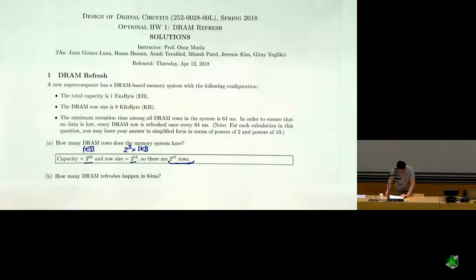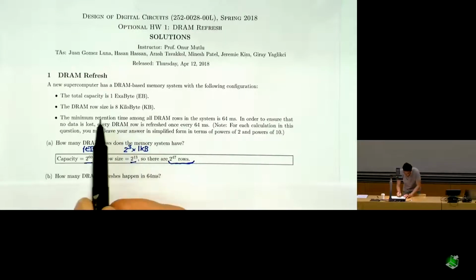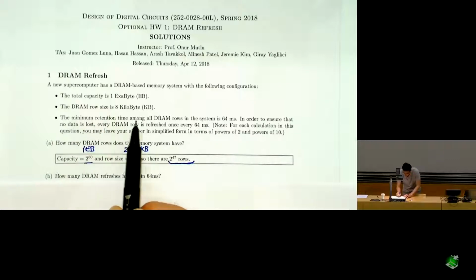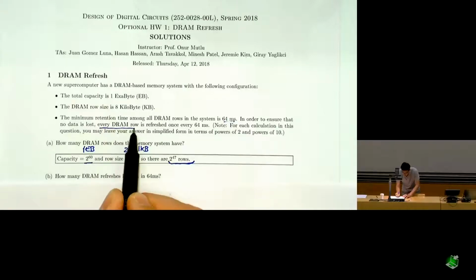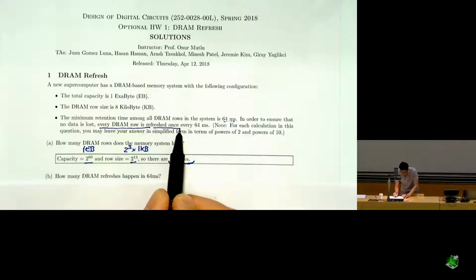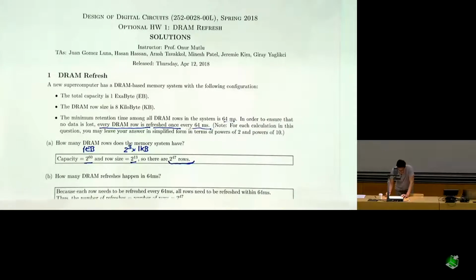Okay, perfect. So how many DRAM refreshes happen in 64 milliseconds? This is also easy because, as you can read in the question, the minimum retention time is 64 milliseconds. So every DRAM row is refreshed once every 64 milliseconds. So what's the total number of refreshes? It's 1 refresh per DRAM row, right? That's what the answer says. The number of refreshes is the number of rows, which is 2 to the 47th.